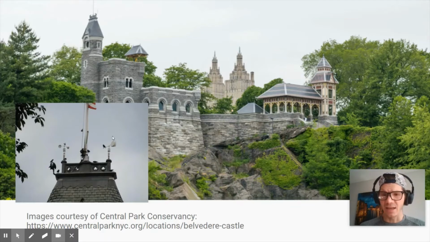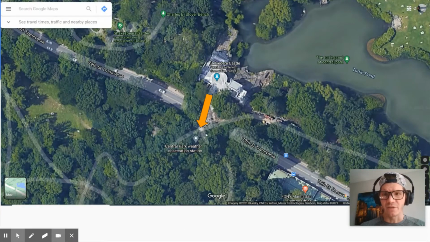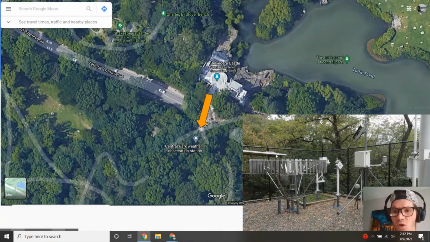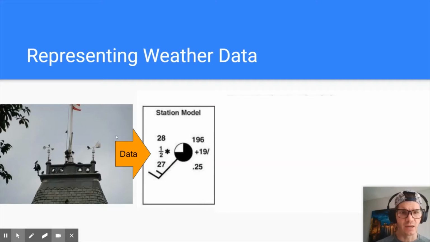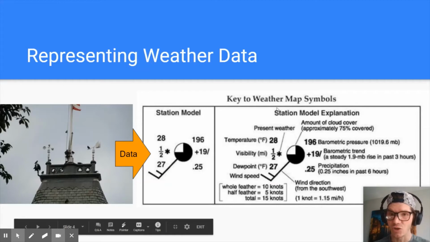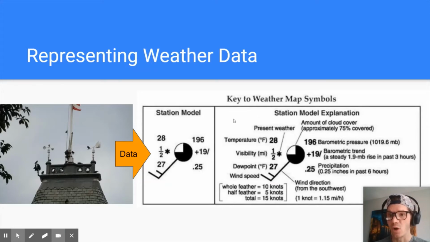Since that past setup, if you go a little bit south, you'll see a little bit of an upgrade with some new technology, but still all of this data is going to be collected here at the weather station, and then it's going to be represented in this kind of symbol called a station model. Now in the Earth Science Reference Tables, your ESRT, it actually gives us an explanation of the station model. So I'll be going over all these variables and how to interpret some of the trickier parts.